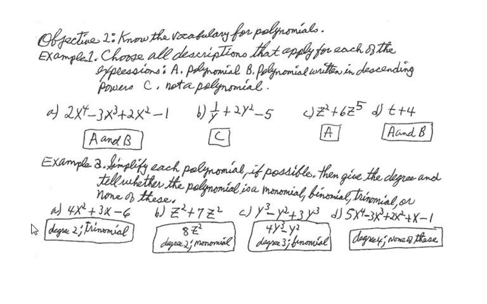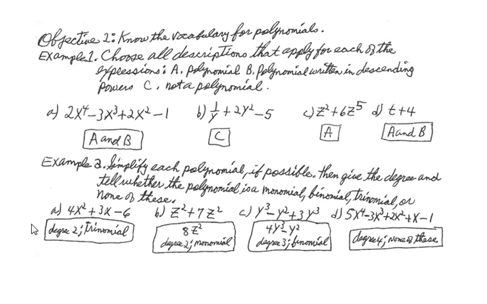Example 3. Simplify each polynomial if possible. Then give the degree and tell whether the polynomial is a monomial, binomial, trinomial, or none of these. Part A. 4x squared plus 3x minus 6. Well, we cannot simplify this expression because the terms are all unlike terms.